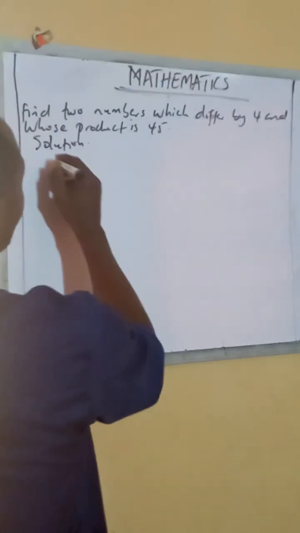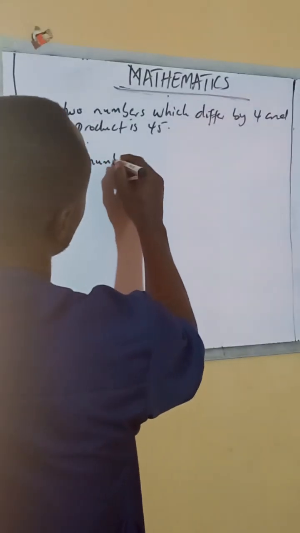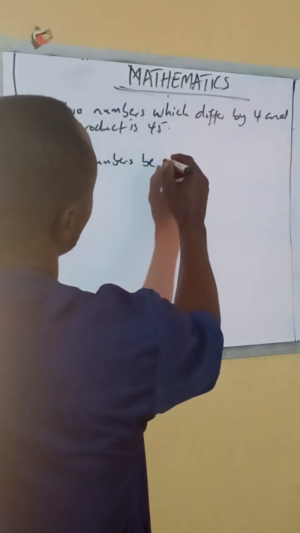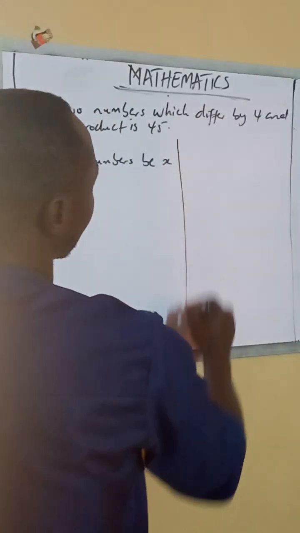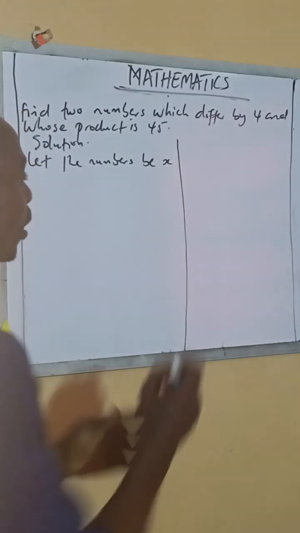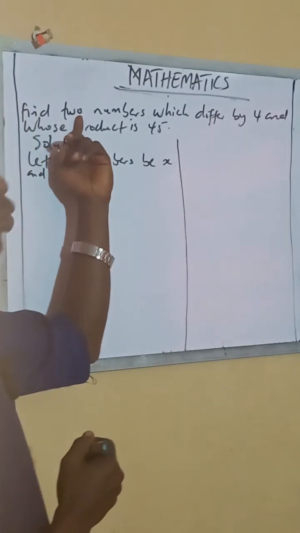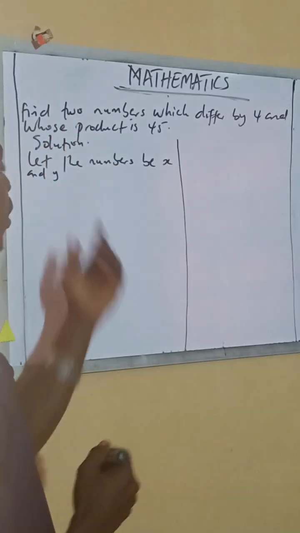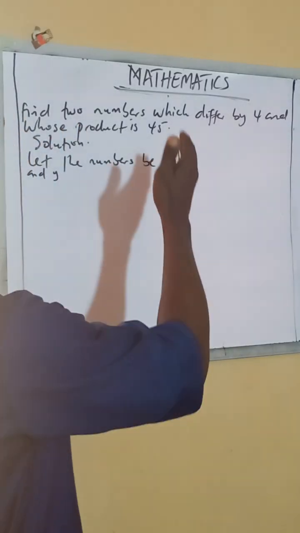You say let the numbers be X, and because we do not know them, let the numbers be X and Y. Because they say two numbers, not one, it is two. So X and Y are what we use as the two numbers since we don't know them. Let the numbers be X and Y.